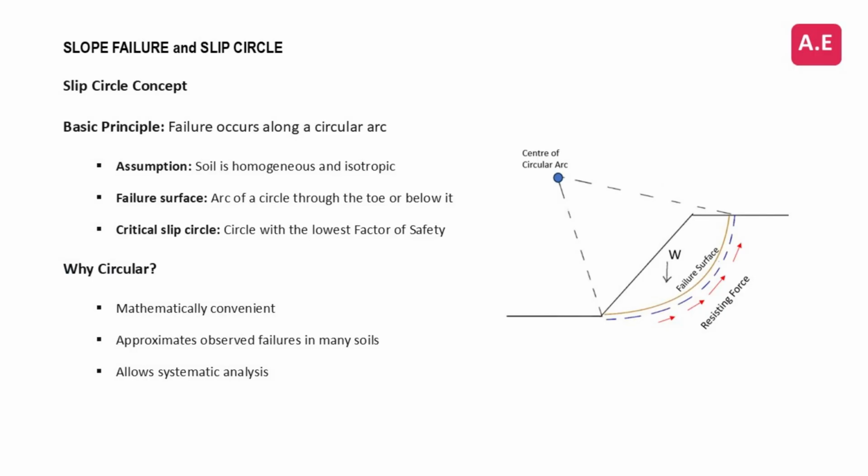So, why do we model this particular failure as a circle? Let's look at the basic principle. We assume the soil mass rotates along a circular arc. This rests on a key assumption, that the soil is relatively homogeneous and isotropic, meaning its properties are the same in all directions. In such materials, the failure surface naturally tends to be curved. From infinite possible circles, we search for the critical slip circle, the one with the lowest factor of safety. That's the most likely path of failure.